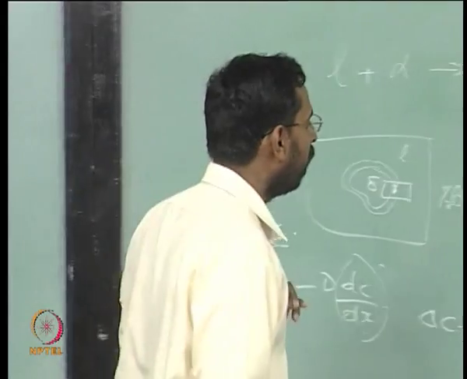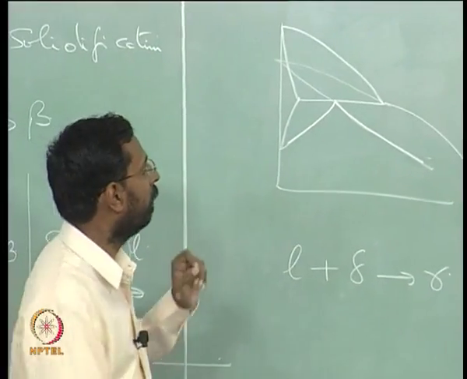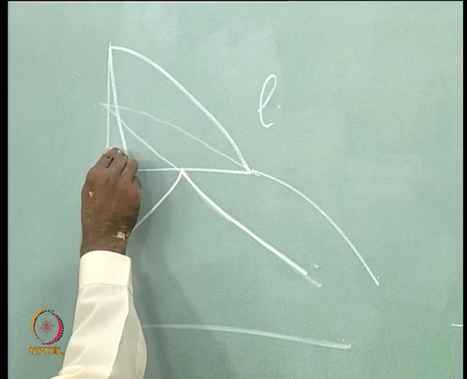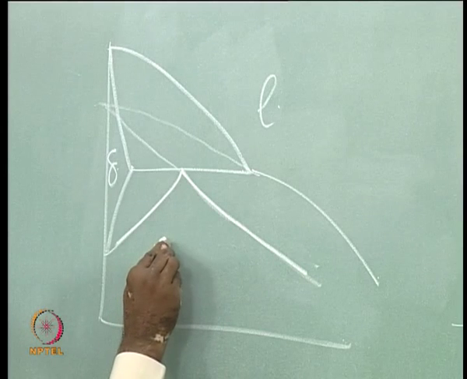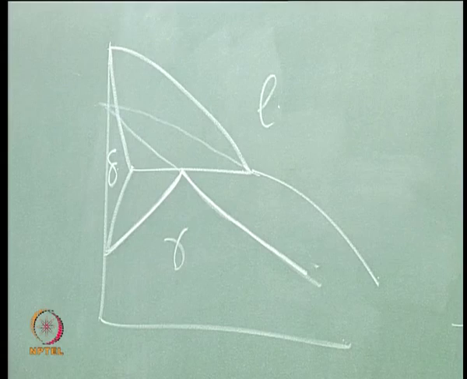If that is the case, now what are these phase boundaries? Again look at it. This is liquid. What is this? This is delta and this is gamma. What is this? It is a solvus line. It is not a solidus line. Please understand. And what is the solidus here then? Can somebody draw it? Let me see.